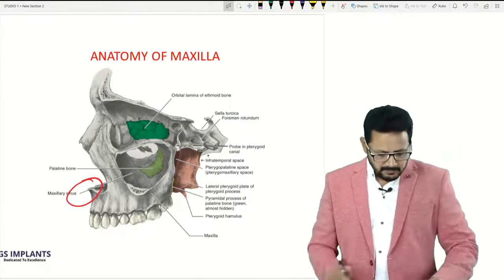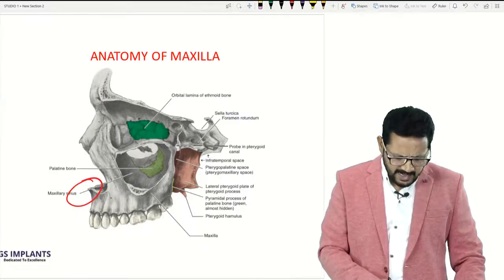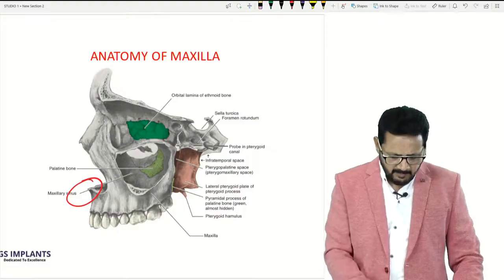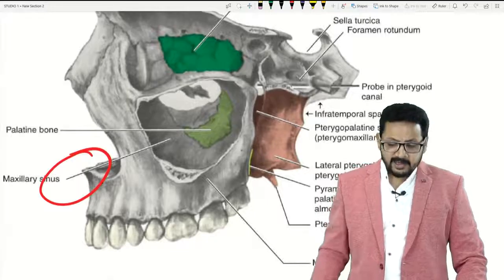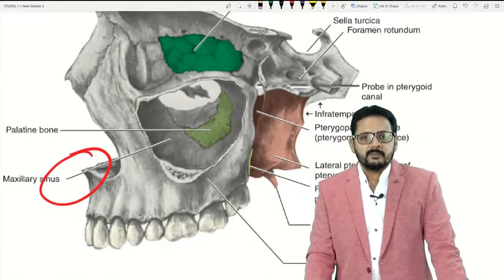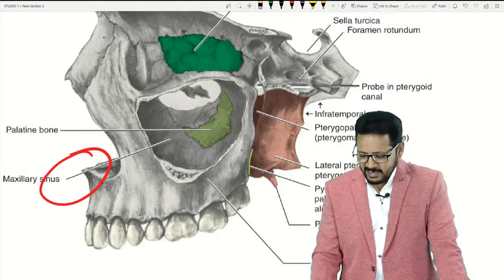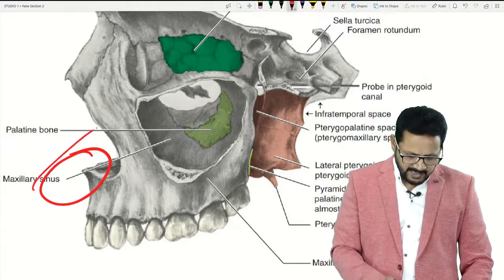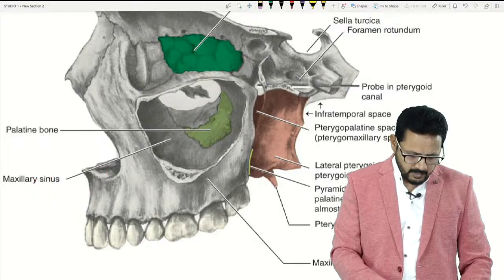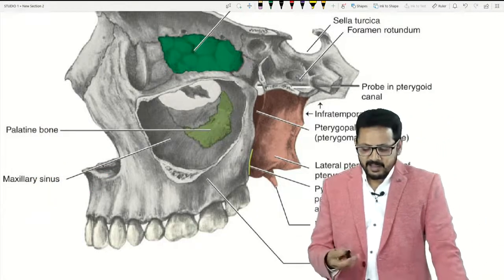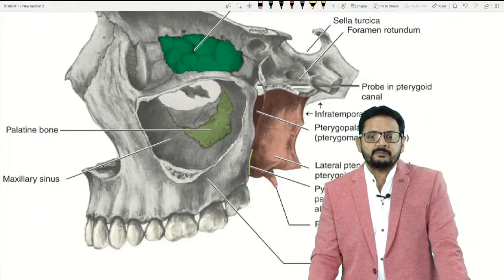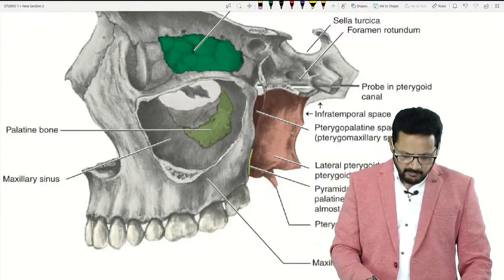Okay, so one is the anterior nasal spine. So you can place implants into the anterior nasal spine. Now moving on from anterior to the posterior, what is the second area that we have? The second area is the canine fossa region.